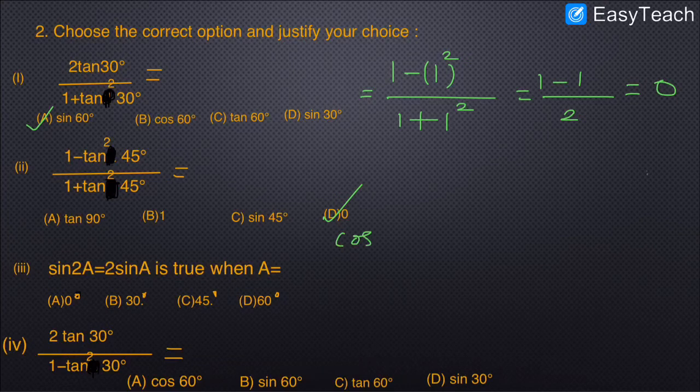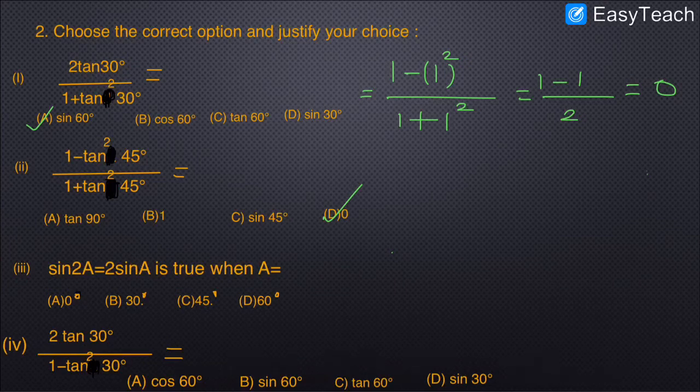Suppose the choice given is cos 90, in the third option, the last option, what will you choose? D. But they have given the answer itself, right? Okay, let's move on to the next question. Third one, sin 2a equal 2 sin a is true when a equals. So here we don't have any choice other than substituting each value of the answer, right?